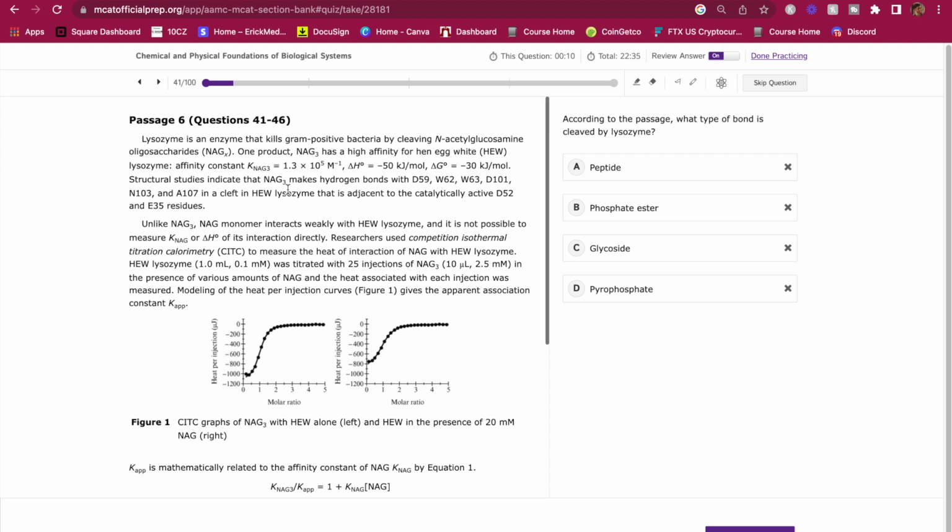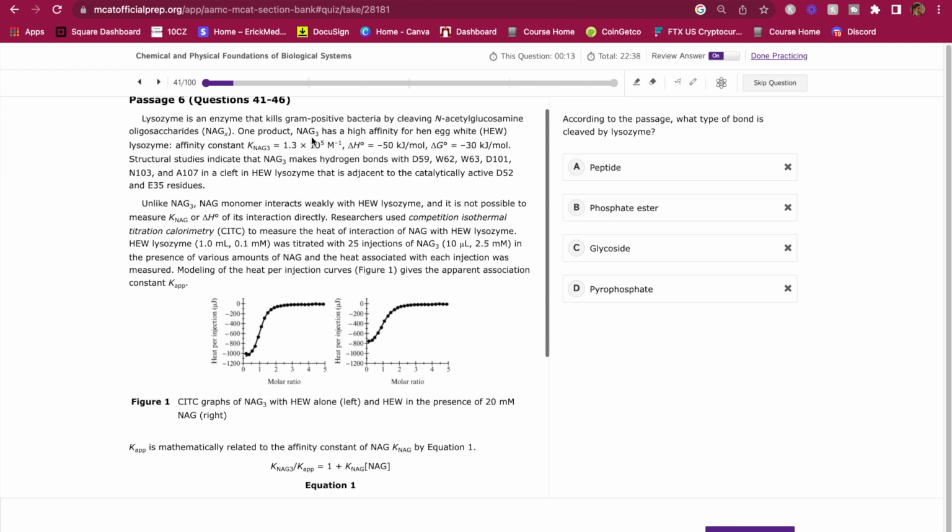Let's begin. A lysozyme is an enzyme that kills gram-positive bacteria by cleaving N-acetylglucosamine oligosaccharides, NAGX. I already need to highlight right from the jump. I'm going to highlight things that stick out at me, things to make a mental note to remind myself about these details in the passage, and also what I didn't know before. I didn't know that lysozyme kills gram-positive bacteria, so I'm going to highlight that. And I didn't know that it cleaves N-acetylglucosamine oligosaccharides, so I'm going to highlight that as well.